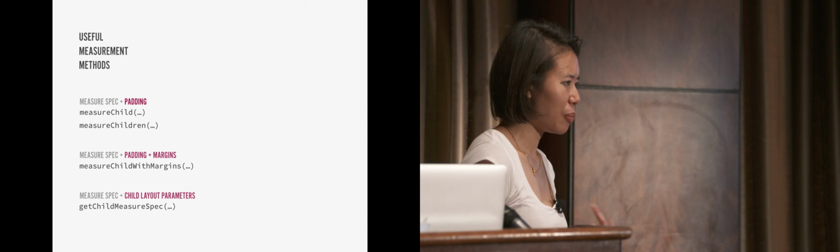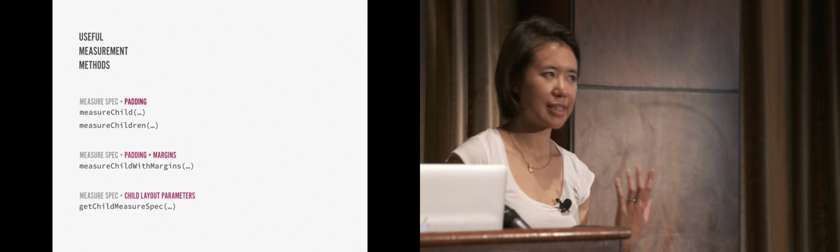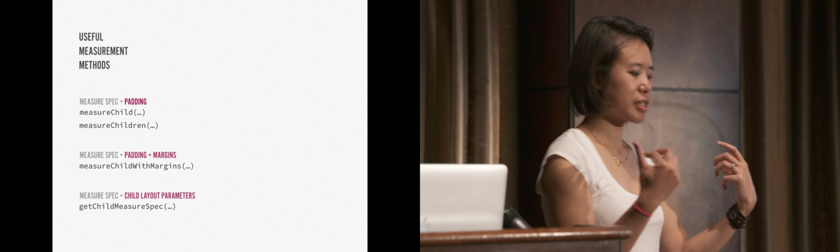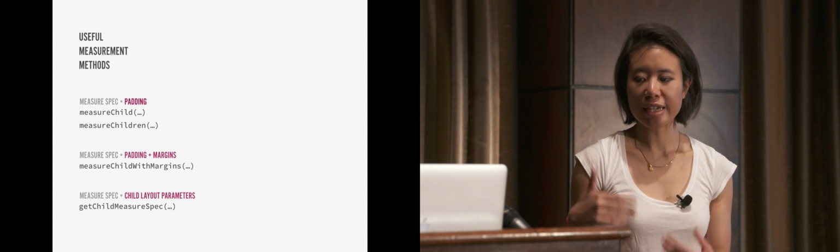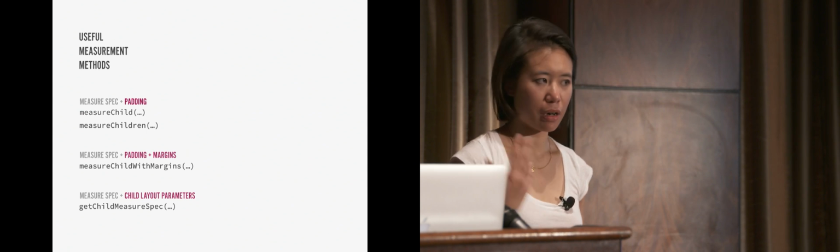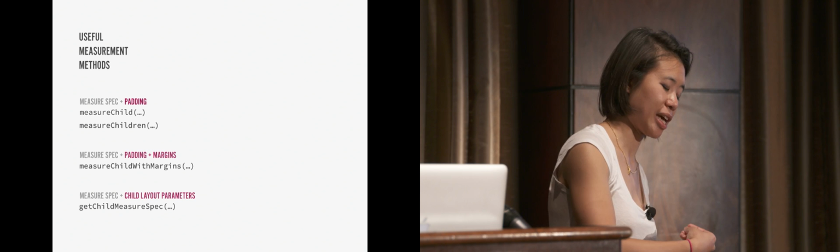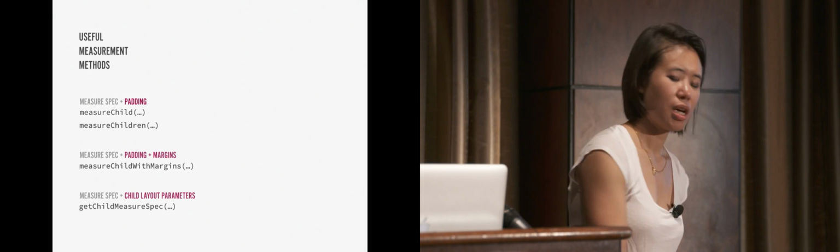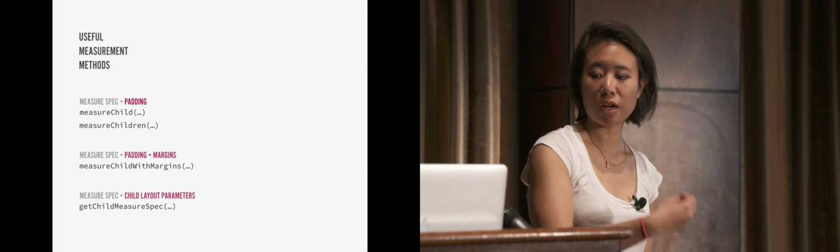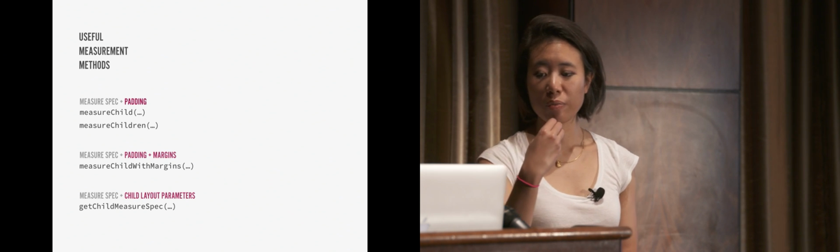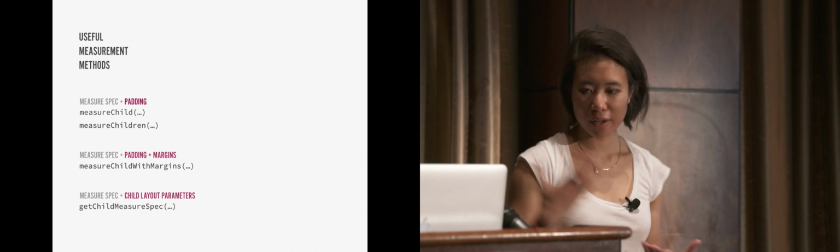And so all that complicated logic I mentioned about reconciling how big the parent can be versus how big the children want to be, all of that is actually inside of getChildMeasureSpec. It does the hard work of figuring out a measure spec to give those children based, again, on what the view group can be and what the children want to be. And that's called within measureChild and measureChildWithMargins. But if you want to end up doing your own thing, you can definitely call on that method.